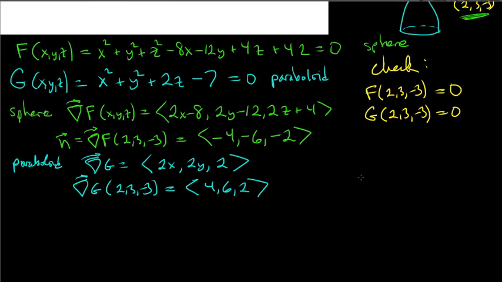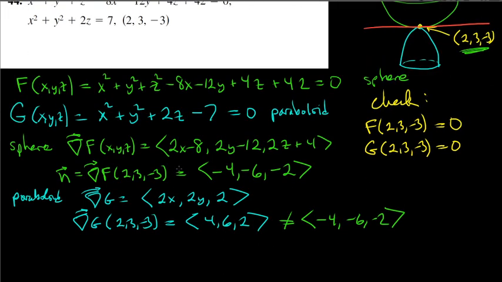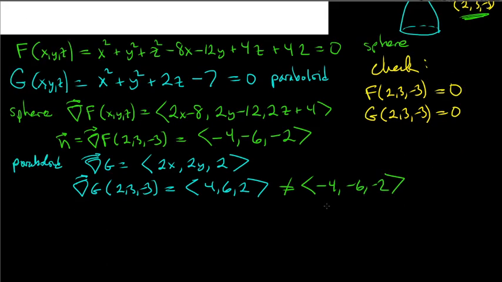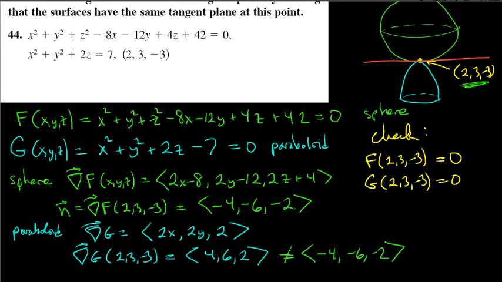Now, you might say, wait a minute, that's not what we got up here, right? These vectors are not equal. So how can we say that they have the same tangent plane? I never said that the normal vectors have to be equal, right? The tangent plane has to be the same plane for both of them, but not the normal vectors, right?